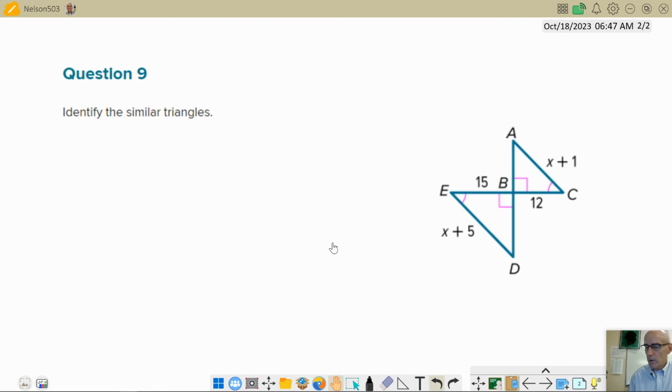If I go from the right angle to the one ticked angle to the no ticked angle, that would be BED, triangle BED. And then I'm going to say it's similar to triangle, and then I went right angle, one tick, no tick. So I got to do the same over here. Right angle, one tick, no tick. So BCA. So I'm going to put down BCA.